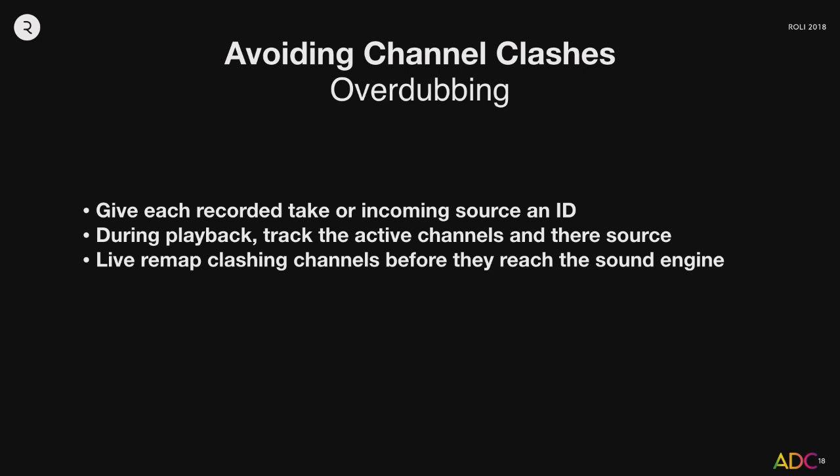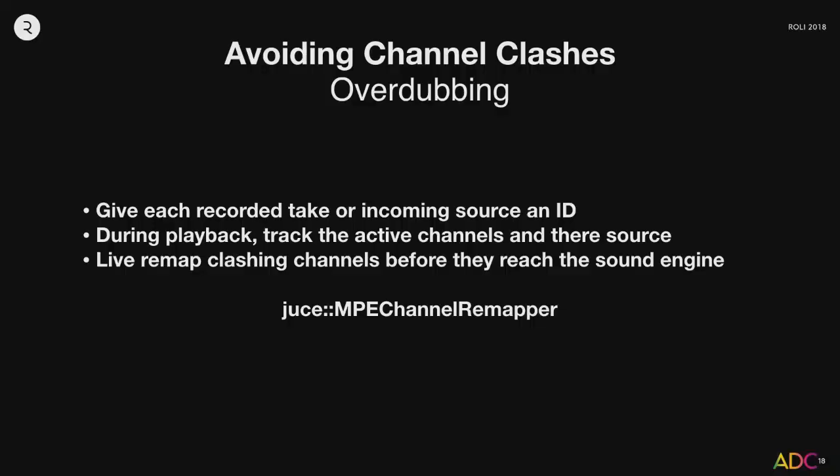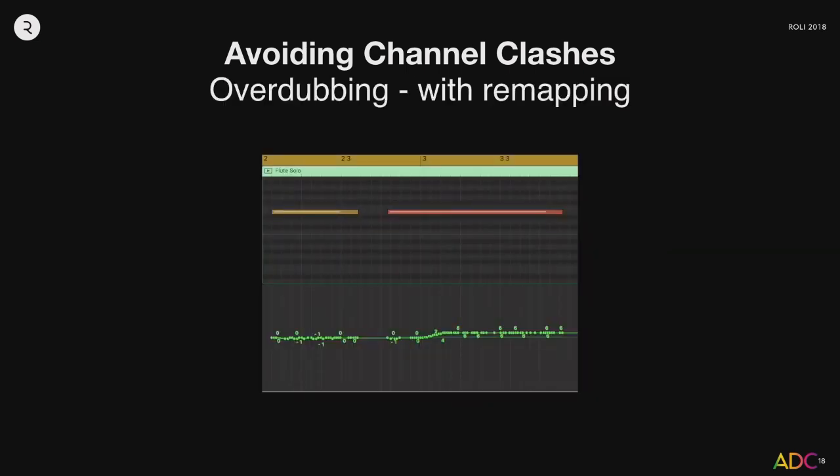You can imagine, in that overdub example, there are three sources, so we have two remappers in a chain. Sources one and two go through a remapper that keeps track of what channels are being used by them, and if there's potentially a clash, it will shift one of the channels. Then that merged version with take three goes through another remapper doing exactly the same. The class that we use is actually available in JUCE: the MPE channel remapper class. So now I'll give you the example remapped.